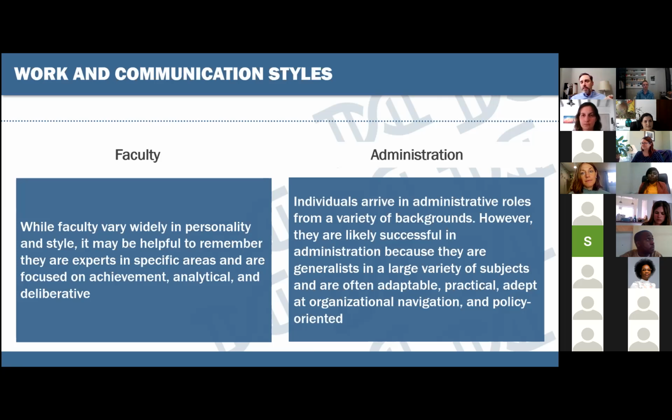As administrators, we're much more generalists, right? We have broad training. We understand the organization as a whole. We're adaptable, we're practical, and we should be the ones who are experts at navigating the organization, making connections to other groups and other institutions, and understanding what the policies are and how to navigate through them. That's really the different roles here. We both serve very important functions. I don't think the science would get done without the administrators supporting that.